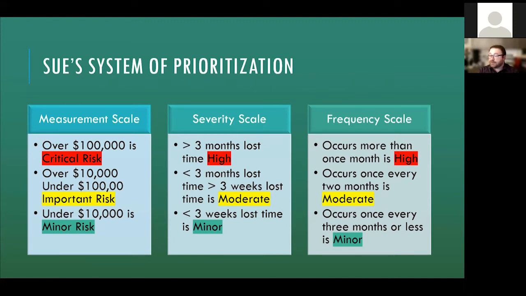They have their severity scales. So anything greater than 3 months lost time is high. They say, okay, if one of our injured workers gets hurt and they're out for 3 months, that was a very severe injury. If they are less than 3 months lost time, but more than 3 weeks lost time, it's considered moderate. It's a problem, but they weren't out too long. And then anything under 3 weeks lost time is considered minor to Sue.